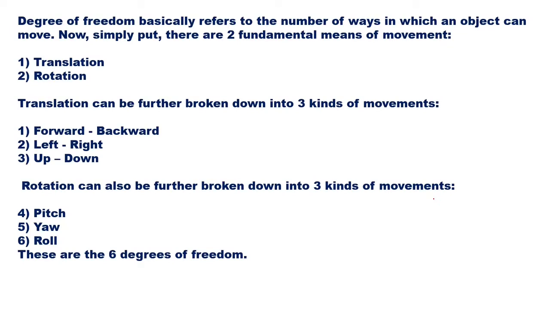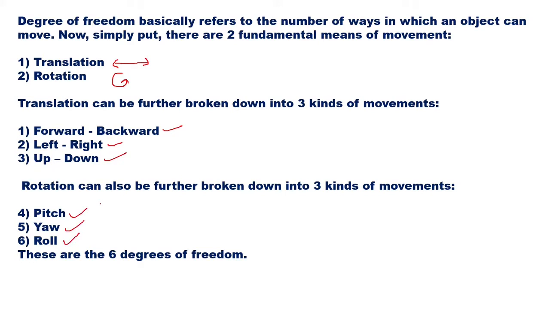Now simply put, there are two fundamental means of movement, translation and rotation. One is straight and one is rotational. Translation is a straight movement, so it can go up and down, front and back. Rotation is a rotational movement. Translation movement can be further divided into forward, backward, left, right, up and down. Similarly, rotation movement can be divided into pitch, yaw, and roll. These are the types of rotational movement. What exactly are these rotational movements? You can find out from this diagram.